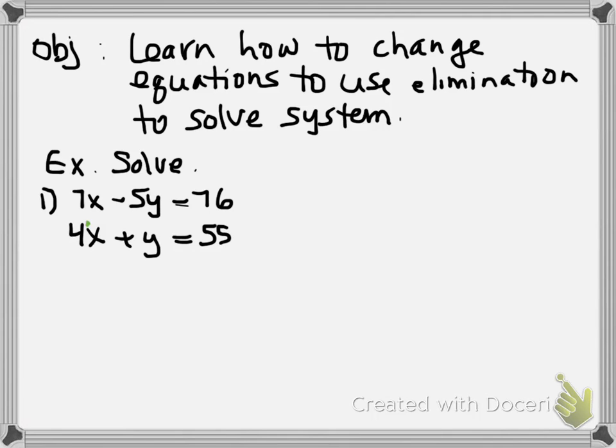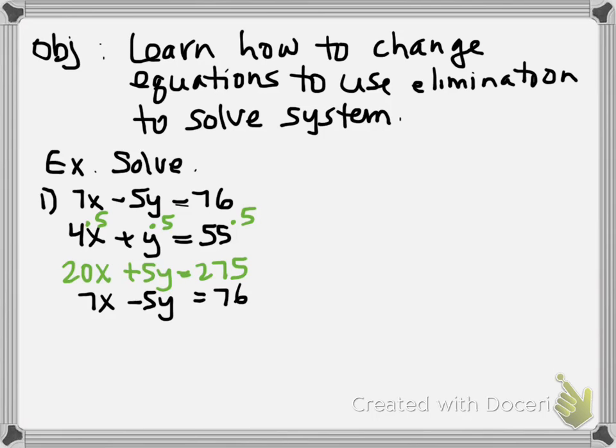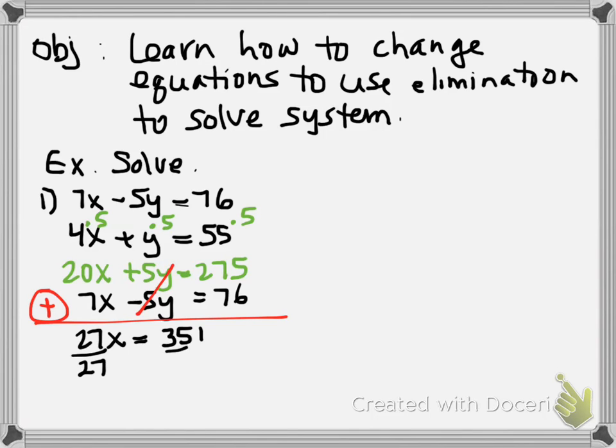So if I multiply the bottom equation by 5, every term by 5, that equation becomes 20x plus 5y equals 275. Now if I bring back down that original top equation, I have 7x minus 5y equals 76. And if I now add my equations together, the 5y's are going to eliminate. So that leaves me with 27x equals 351. Divide both sides by 27, and I get x equals 13.